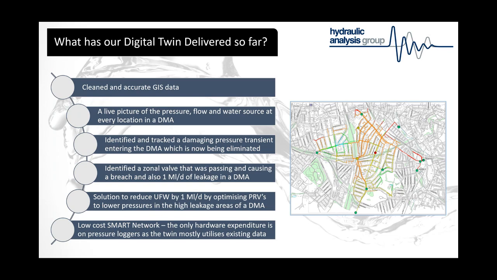It's very robust, it's very accurate, it rarely fails, it can deal with just about any level of data you want, and it's proven. But really the key one here is the last point, that it's a low-cost smart network. So all we've done for this first DMA is actually install some pressure loggers. Everything else was there. The shape files are there, the flow data is there, the data's already there. It's just sat in different parts of the business. And we can either bring it, if it's centralized in one source, into our twin, or we can bring it in from separate platforms.